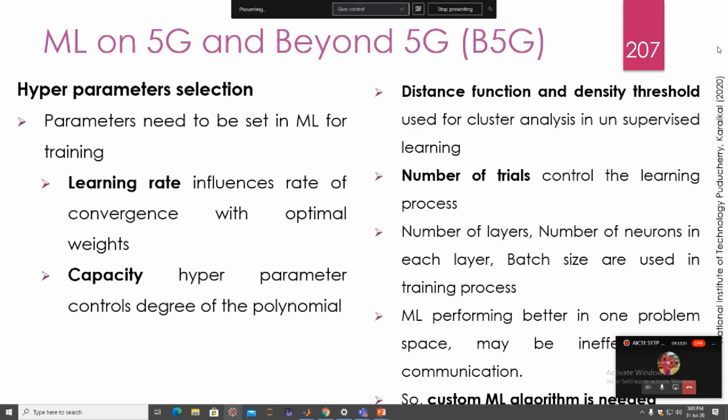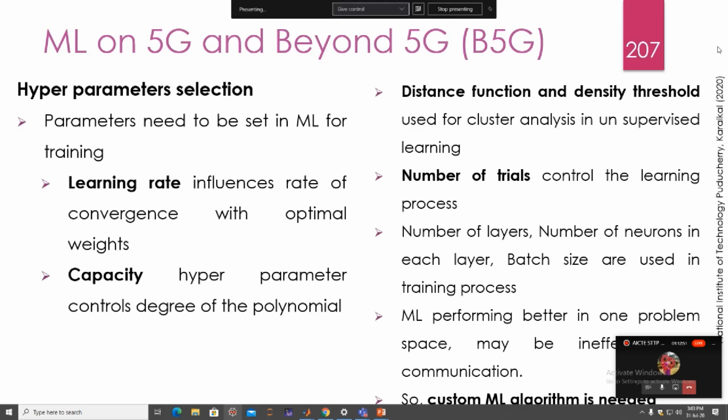If your capacity is too high, then the gap between training error and test error will increase, and it will make your system overfit. That means your model can remember all the information. It will memorize the information.